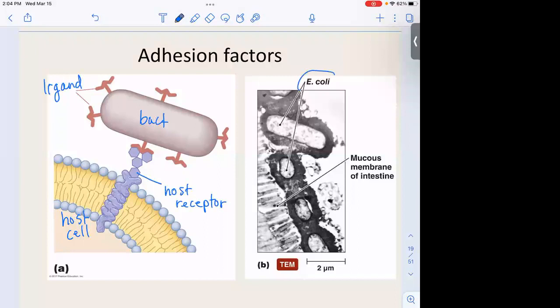E. coli, this picture over here, this grayish area, that's showing the E. coli's capsule. Capsules can be sticky and they can help adhere as well. There's attachment proteins that you can't see there, and there's fimbriae that you can't see in this transmission electron micrograph as well. So again, a capsule can be an important adhesion factor as well.